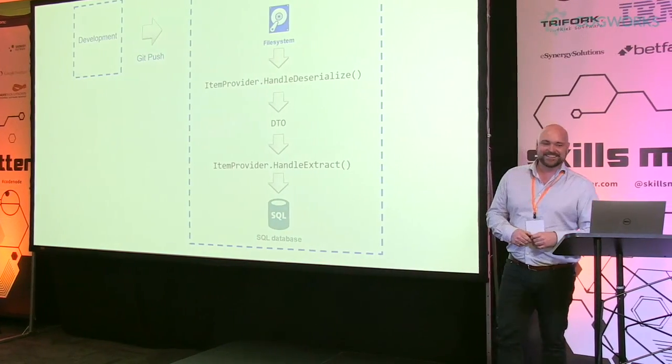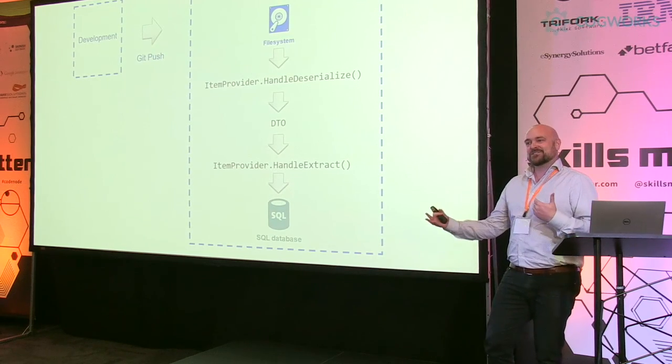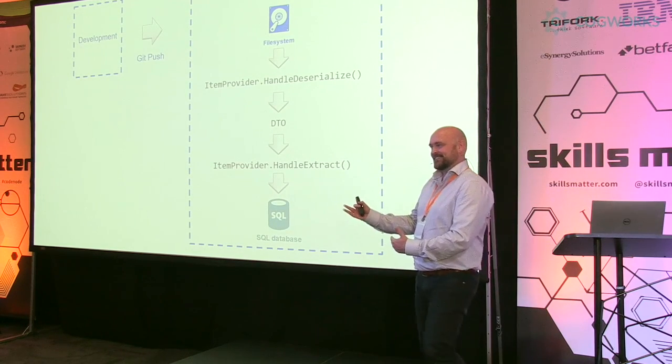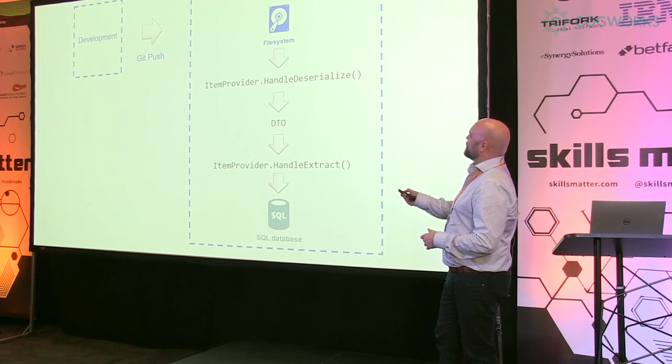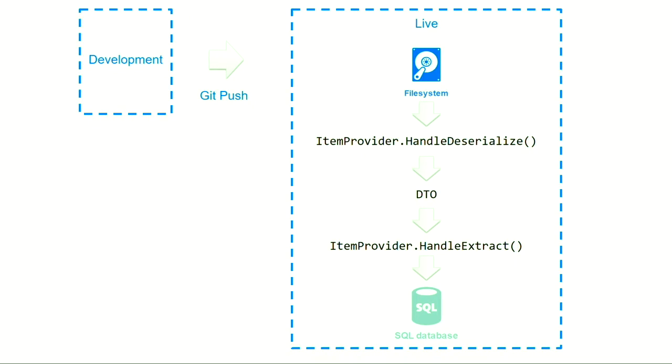Good, so that was data out. Now we need data back in, right? So we push the stuff from our development environment via Git, and it ends up in the file system that is then signaled to start kick off the deserialization process that will give us a DTO. So again, a simple thing. It's the same thing we had before, and then we extract it, and this is where all the hard stuff happens.